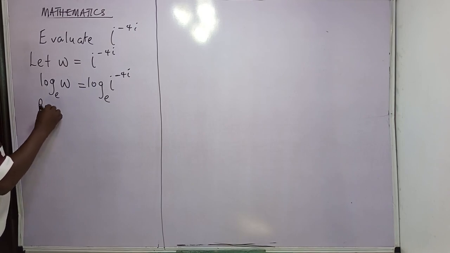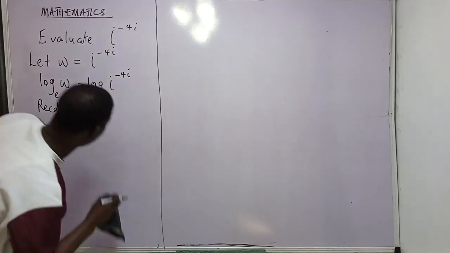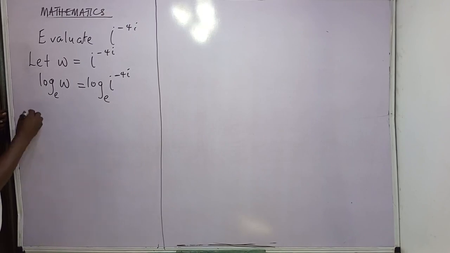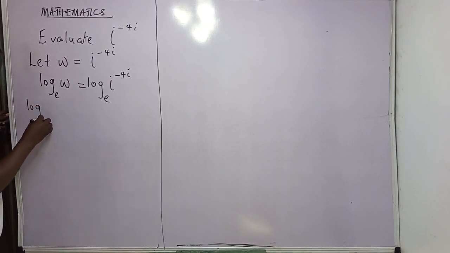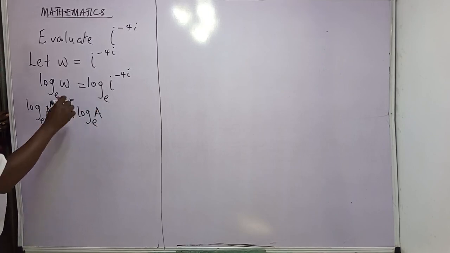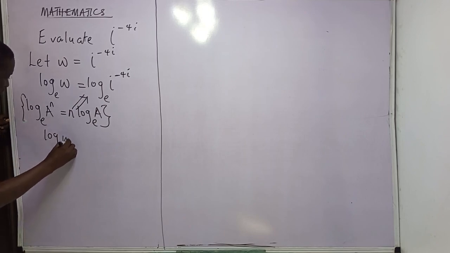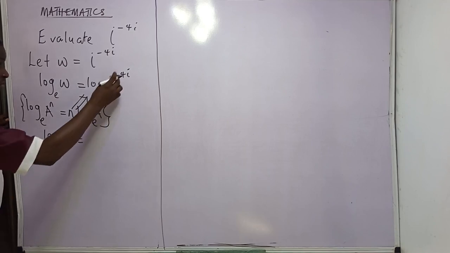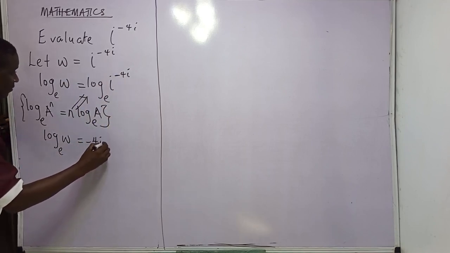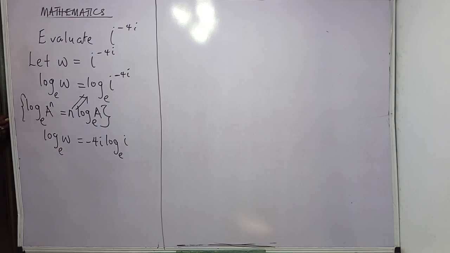Remember, recall, take your mind back to logarithm. Log to base e of A to the power of n is equal to n log to base e of A. That's what I'm going to apply here. So log to base e of W equals, this one will now drop, minus 4i log to base e of i.